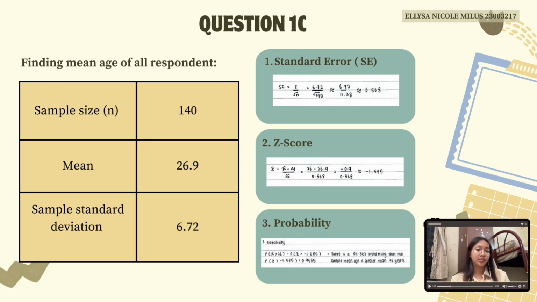Based on this dataset, the calculated sample standard deviation of age is approximately 6.72 years. This means that on average, the ages of the respondents vary by about 6.72 years from the mean age.